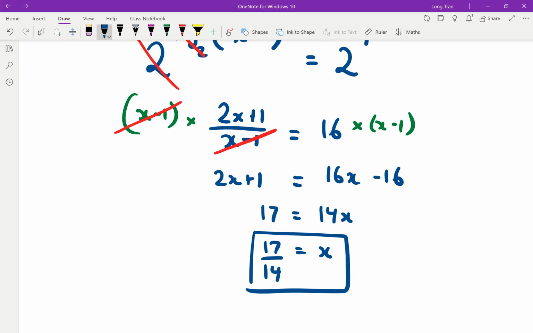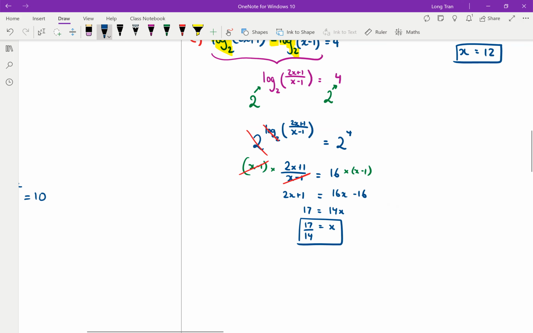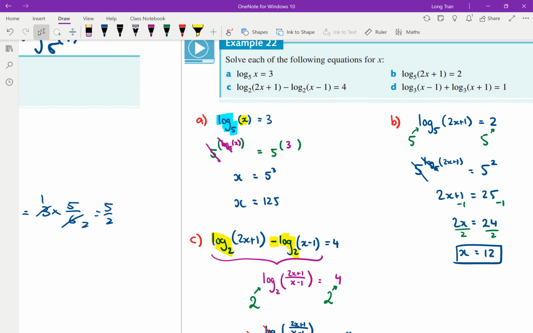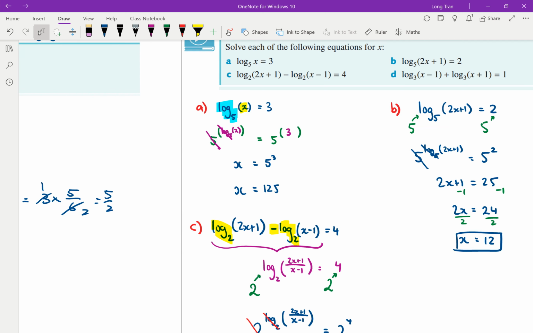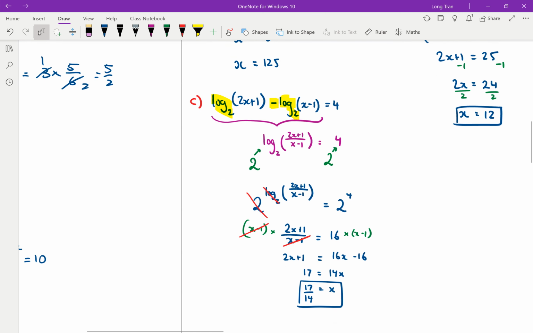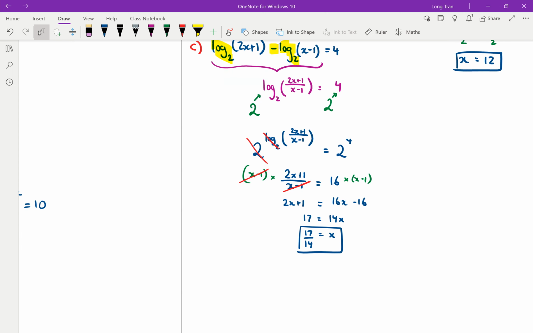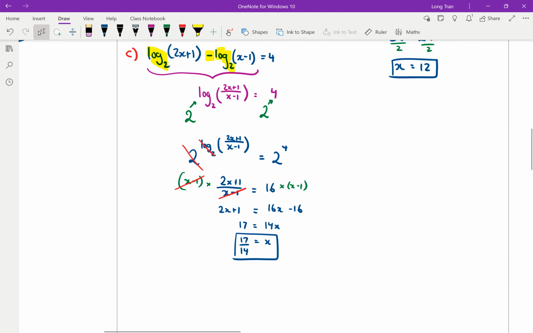I hope I haven't made a mistake. That looks really good. Let me just look at the question again. 2x plus 1 over x minus 1. Correct, it's division. Yep, and it's 4. Log base 2, so 2 to the power of 4 is 16. And 2 to the power of log cancels out. 16 times x, 16x minus 16. Plus, so 17. Yep. No, it should be okay.